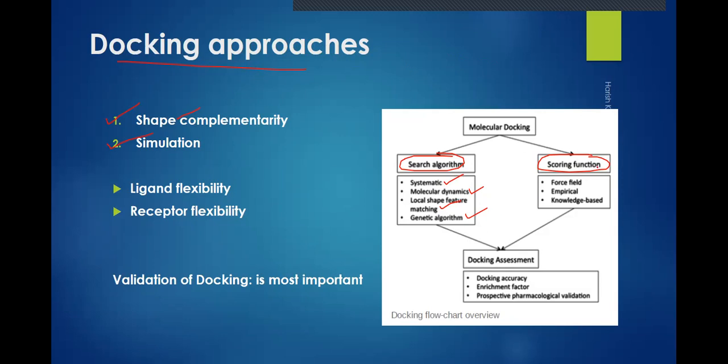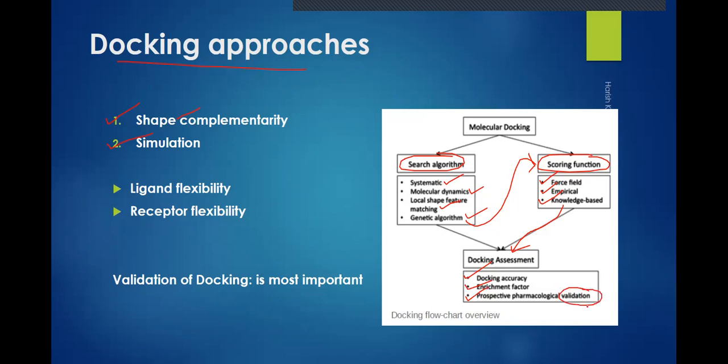Okay, and then we have the scoring function algorithm. It will use force fields or empirical data or knowledge based functions for scoring, and the different conformations that are produced over here will be scored. Okay, and then they will be given out for docking assessment. So in docking assessment, what all do we need to check? We need to check the docking accuracy, the enrichment factor, and the prospective pharmacological validation. Validation, as I had mentioned, is the most important step.